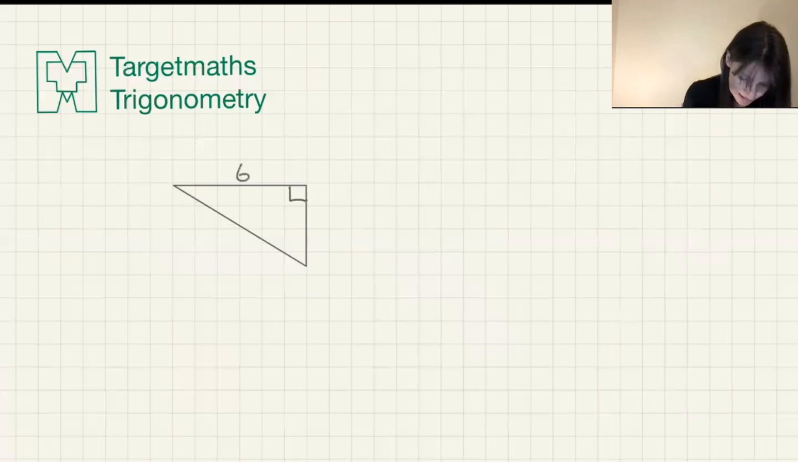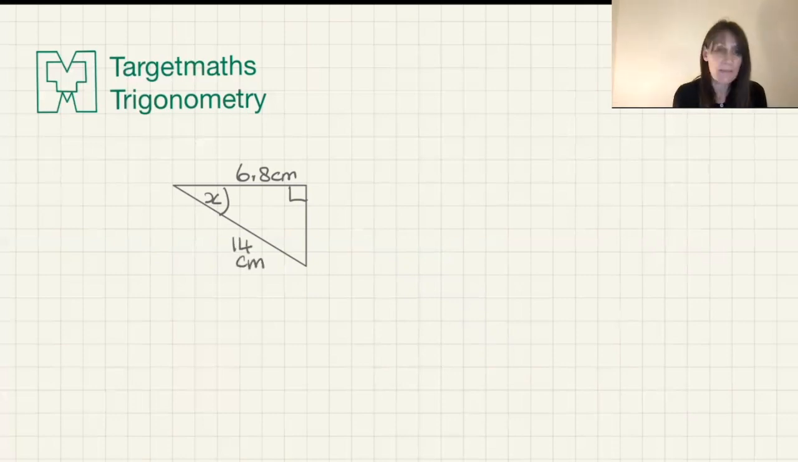So we're going to put 6.8 centimeters here. We're going to label that one X. That's the one I want us to find. 14 centimeters here. I want you to hit pause, have a go at getting the value of x, and press play when you're ready.